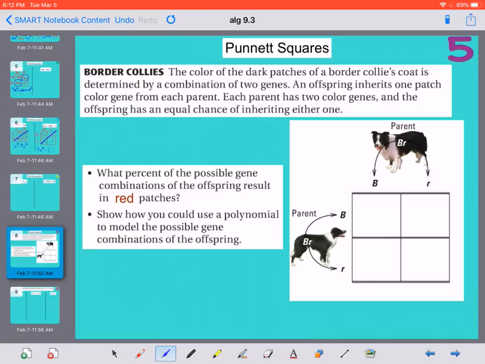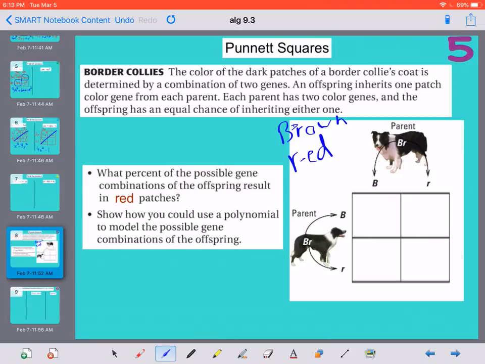So, looks like we got B and we got R. I'm going to say B is brown and R is red. So if we have a parent, they're both BR. So big B, little r, big B, little r.